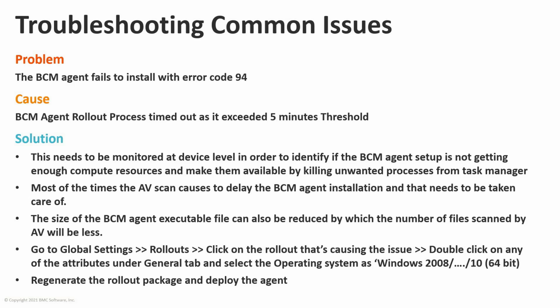Choose the operating system of the rollout as Windows 2008, 2008 R2, and there are several operating systems that you will see which mainly belong to Windows, and then it is only for the 64-bit operating systems. Once these settings are updated, regenerate the rollout package and then deploy the agent. The size will be reduced almost by 50%, and the amount of time taken to copy it over the network will also be significantly reduced.